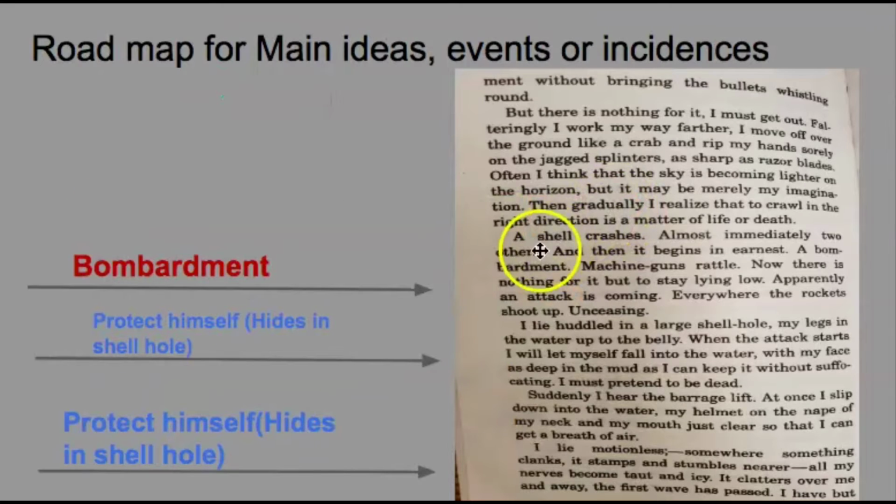So for example, I'm going to start from here. A shell crashes, and this is page 214 inside of your novels. A shell crashes, almost immediately two others, and then it begins in earnest. A bombardment. Machine guns rattle. Now there is nothing for it but to stay lying low. So now we know that machine guns are going off and that they're having a bombardment. Apparently an attack is coming. Everywhere the rockets shoot up. Unceasing. So I put here bombardment, and this means attack.